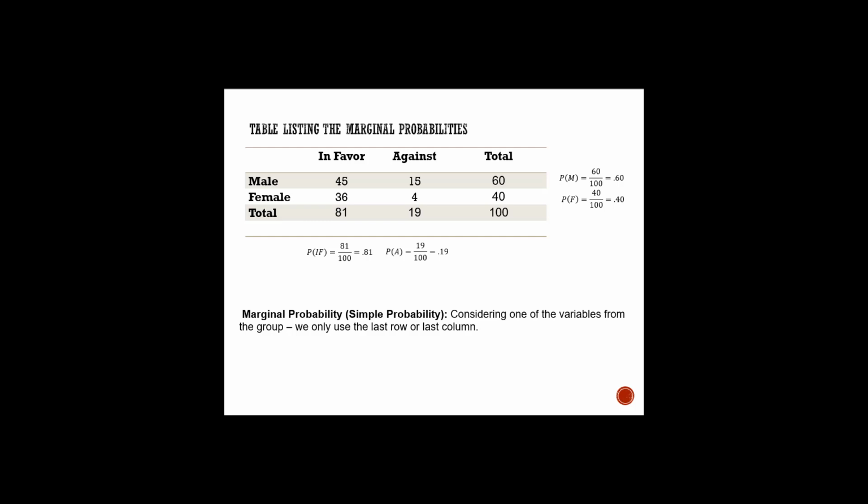The probability that the person I select is in favor would be 81%, or 81 out of the 100, and the probability that they're against is 19 out of 100, or 19%. This is marginal probability. As you can tell, the numbers I'm working with are in the margins. I didn't use those four inner cells at all. This is also called simple probability, and it only considers one of the variables from the group. That's why we're only using either the last row or the last column to calculate our probabilities.